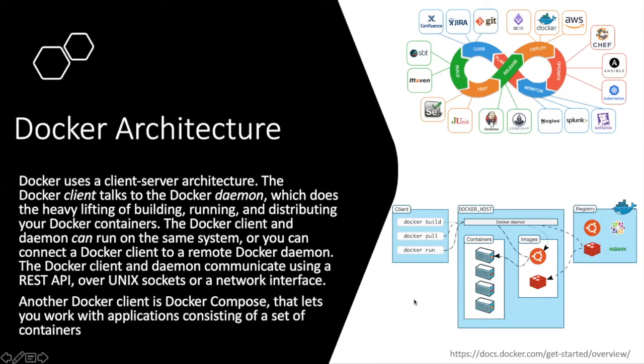The Docker client and the Docker daemon can run on the same system. You can also connect a Docker client to a remote Docker system. The Docker client and the daemon communicate using a REST API over Unix sockets or a network interface. So a client can talk to the Docker daemon or the Docker host. Anywhere in your network, you could have a remote Docker daemon and connect your laptop to it, or you could run everything locally, or have it on a cloud and connect to it.